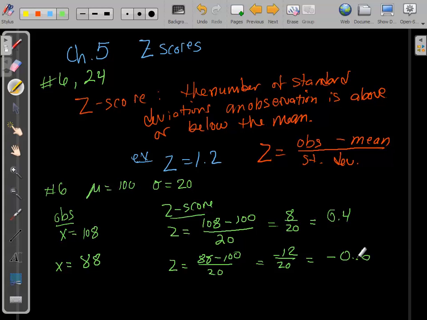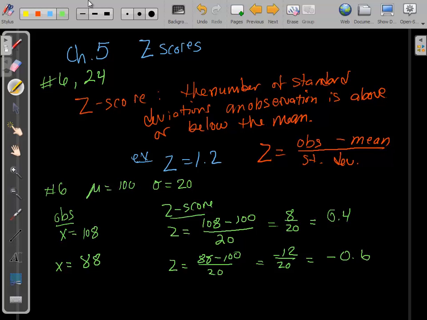Okay, so this is telling us that we're below the mean; the negative sign tells you you're below the mean, right? 88 is less than 100. And the distance is 0.6 of a standard deviation. The actual distance is 12 units, but in light of the standard deviation, it's 0.6.